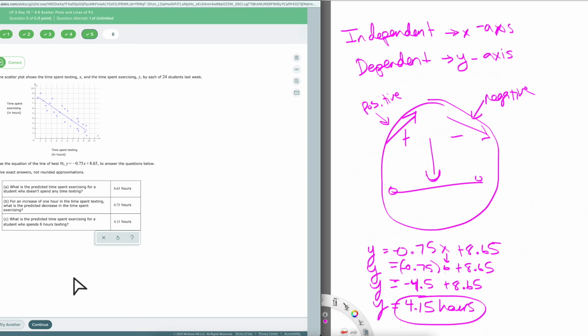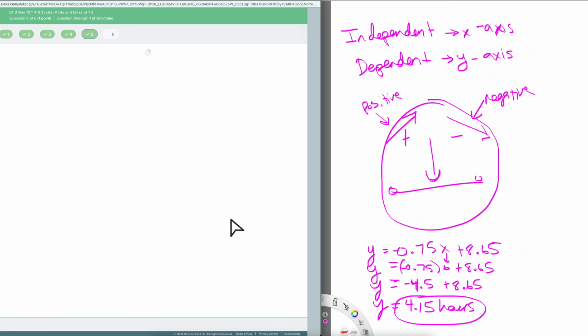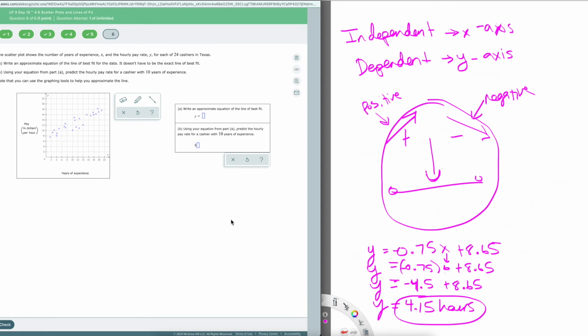Okay. So we're going to do one more of these guys. The scatter plot shows the number of years of experience X and the hourly pay rate Y. So we can see down here we have years of experience on the x-axis, pay on the y-axis. And if we look at this before they give us any information, this is just 24 cashiers in Texas. So we know it's cashiers. It doesn't really matter who they are.